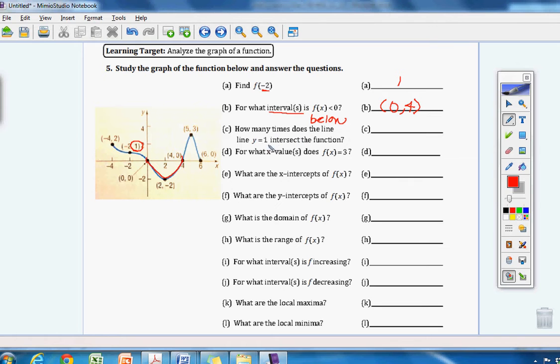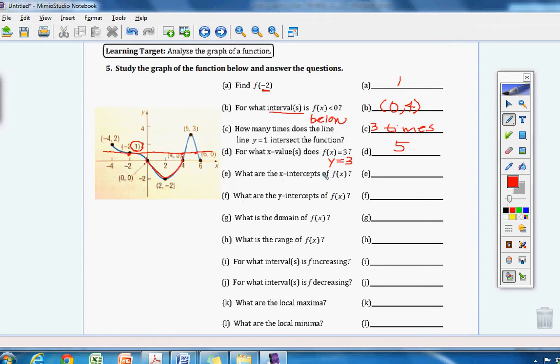How many times does the line y equals 1 intersect the function? So here's y equals 1, about right here. I'm going to draw a horizontal line. How many times does it actually hit the graph? It hits once, twice, 3 times. For what x values does f of x equal 3? So this is y equals 3. What is x? So y is 3. Find my graph. X is 5.